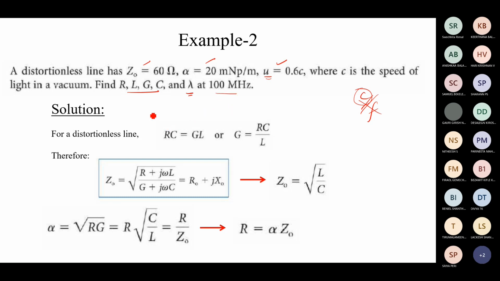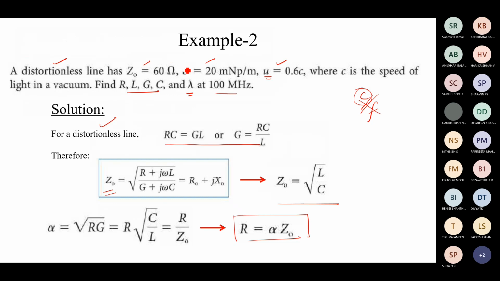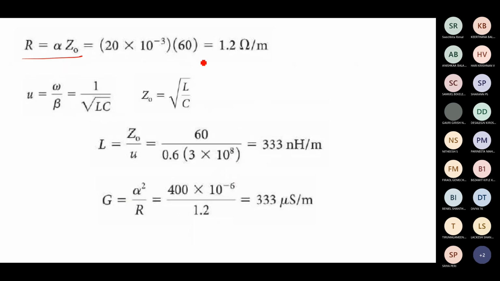For this, the clue given is that it is a distortionless line. Since it is a distortionless line, we are going to use this expression, which was reduced. For a distortionless line, the Z0 value is well known, and so is the R L, G C relation. By the way, you will get this resistance and the characteristic impedance. Of course, it is made up of L and C, where the two values are not known, so we have to calculate them. First we are calculating the R value. For this R value, alpha and Z0 are both known, so we can easily calculate it.